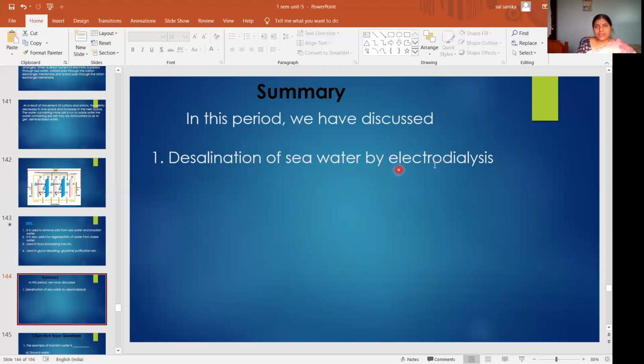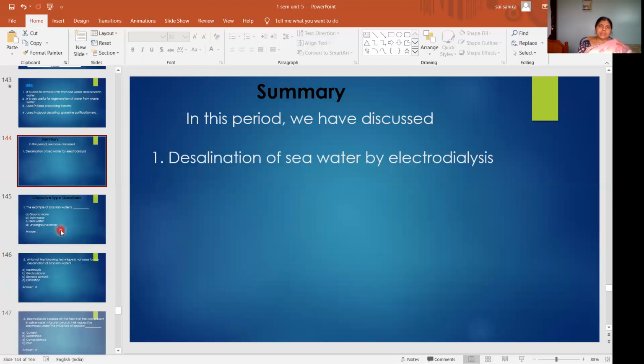Seawater is converted into fresh water, and that is electrodialysis. We use ion exchange membranes, that is, the cation exchange membrane and the anion exchange membrane. The cation exchange membrane selectively permits only cations, and the anion exchange membrane permits only anions to pass through it, because the cation exchange membrane is itself a negatively charged membrane and the anion exchange membrane is itself a positively charged membrane.